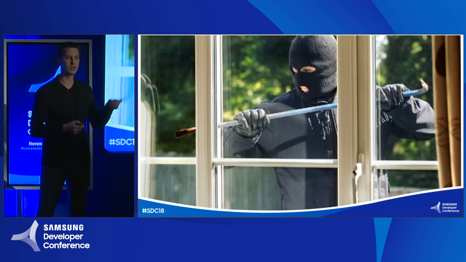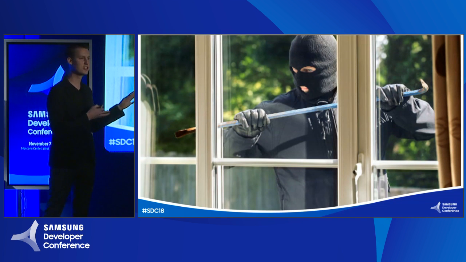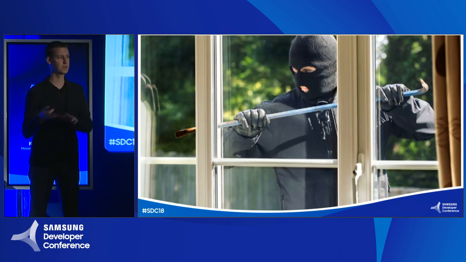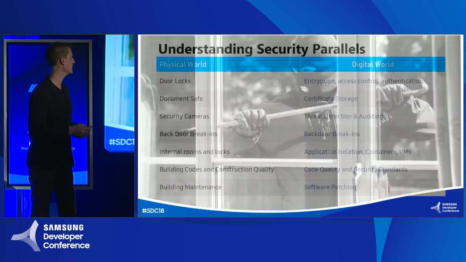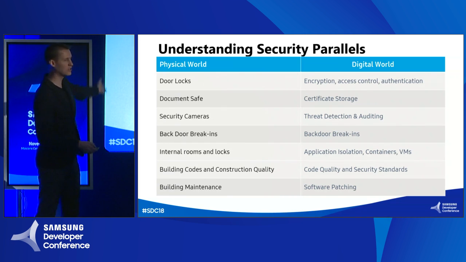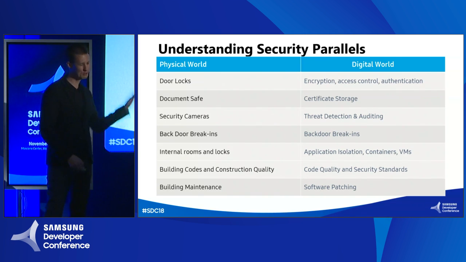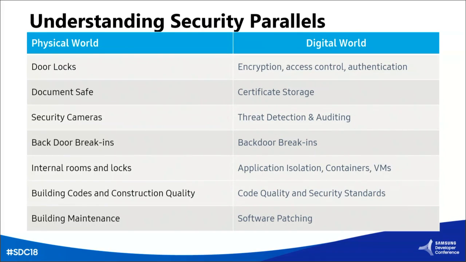So some of the things you can do to help protect yourselves from break-ins at your home are things that you can do in a digital version to protect yourselves on your mobile devices. And I know that's overly simplistic, but let's go through a little bit of details here. So here's a physical world and digital world comparison. I know it's not perfect, and you could probably nitpick on some of these, but door locks are something you could do. And of course, in the digital world, you have things like access control, authentication, and encryption.